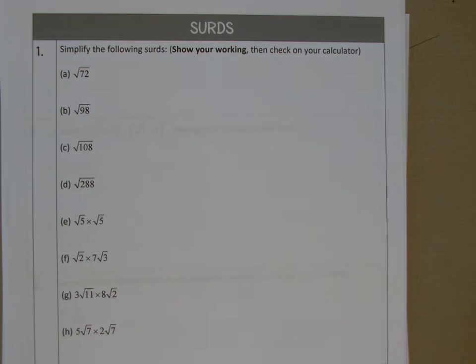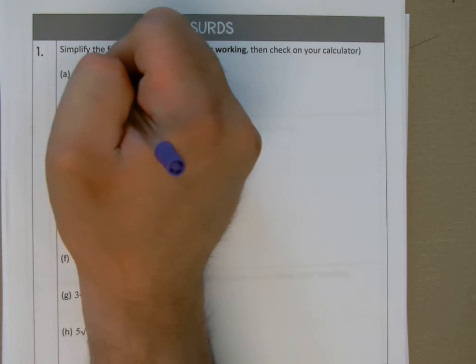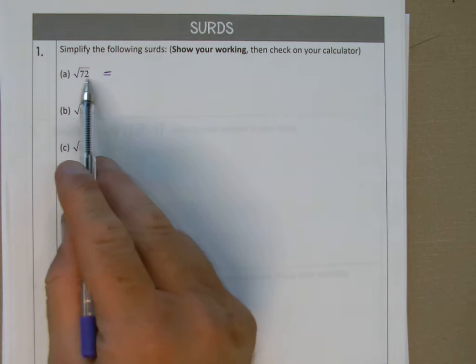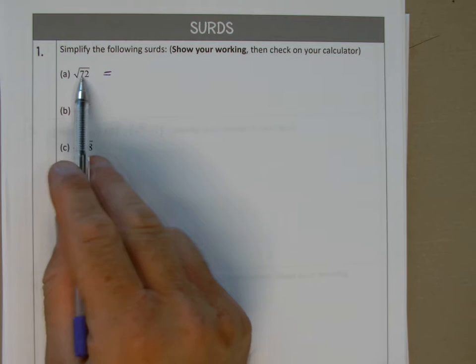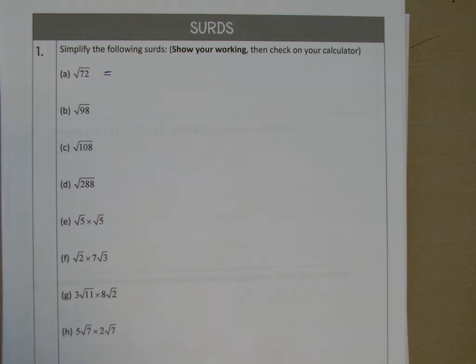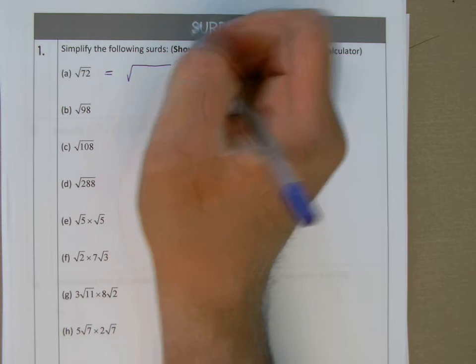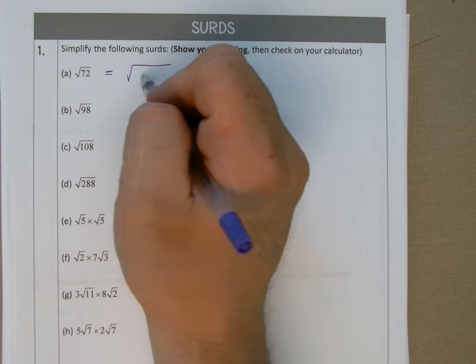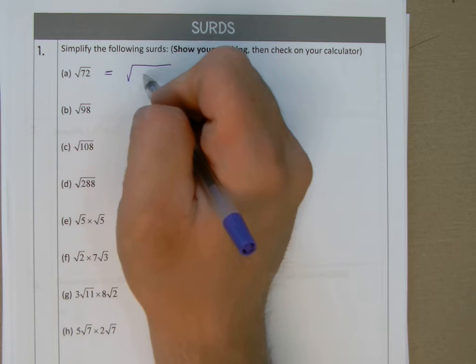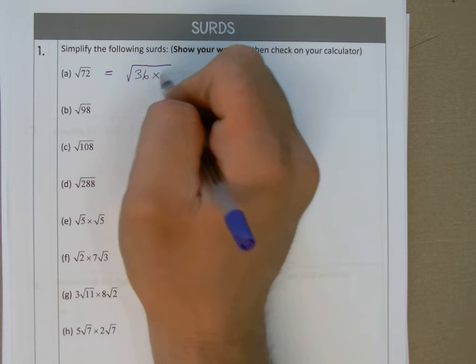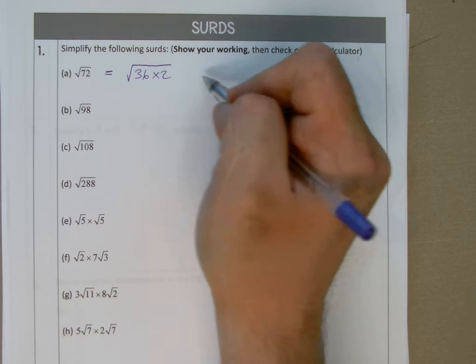But just to understand the skills behind it, just appreciate if we have a pair of numbers that multiply to give 72. All right, there's lots of pairs that multiply to give 72. But if we can find a pair involving a square number, even better. And straight away 2, doesn't it? 2 goes into 72 36 times. And of course 36 is a square number.